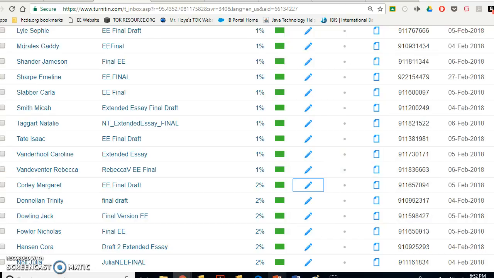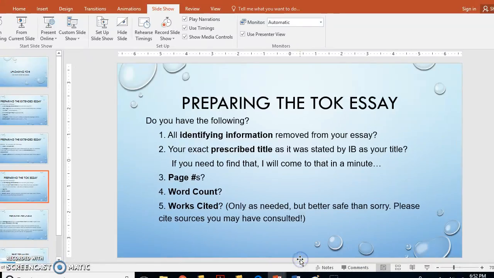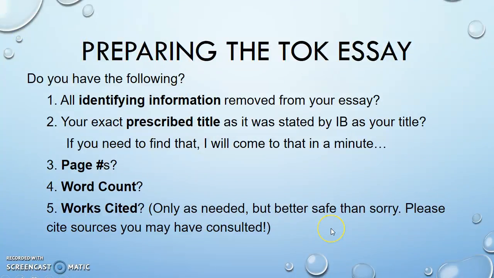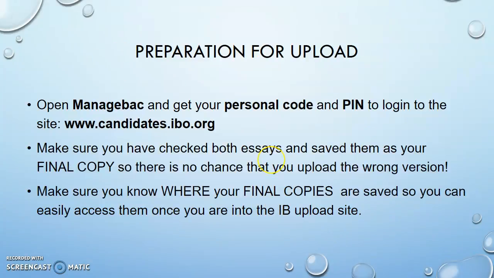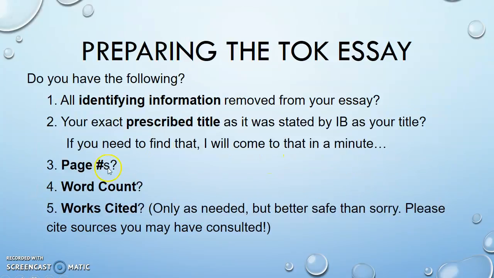Now, let's go back to this. So, make sure you've got all of this stuff. Then, whoops, I think I need to go back one. Okay, so now let's look at the TOK essay. You want to make sure, again, that you have removed all identifying information. You have the exact prescribed title as it is stated by IB as your title.